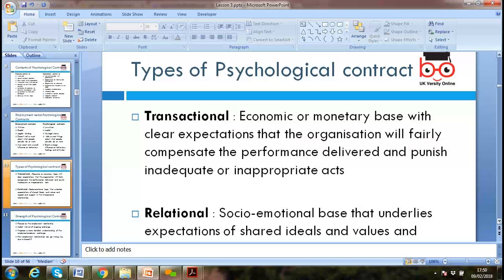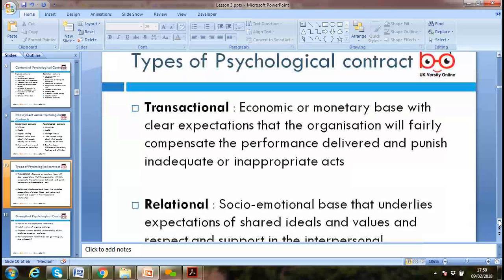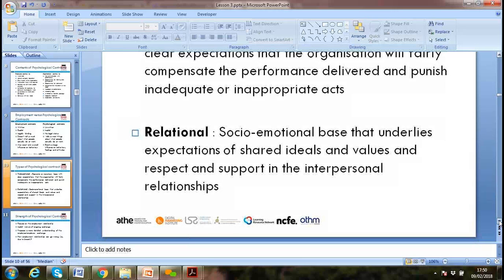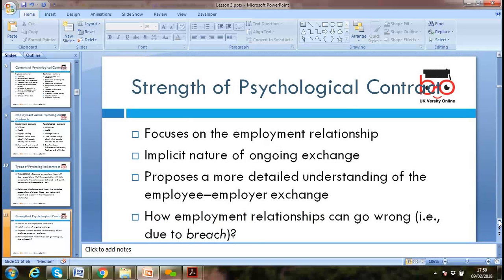Then relational, social, emotional, based on the underlying expectation, shared ideas and values, and respect and support in interpersonal relationships. People expect they have a good relationship with the employer. If the employer doesn't want to talk with the employees, the social emotional base won't be well and ultimately productivity will drop. The relational is very important under the psychological contract. Then, the strength of the psychological contract is that it focuses on the employment relationship to see the nature of the ongoing exchange.